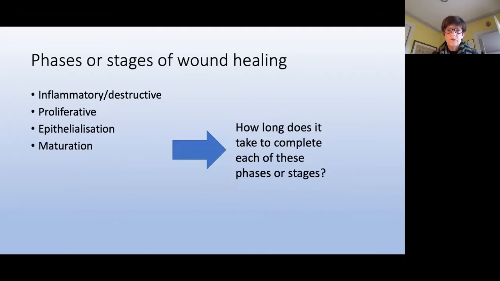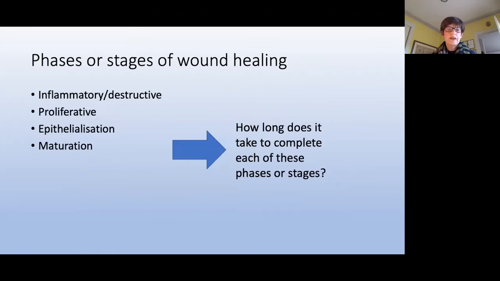So the phases of wound healing, you may remember or recall, we talked about the inflammatory phase or destructive phase, the proliferative phase, the epithelialization and the maturation. And of course, all the way along here, the tissue is changing as it moves through those phases. So how long is it acceptable for each of these phases to last? Well, the inflammatory destructive phase lasts approximately 72 to 96 hours.